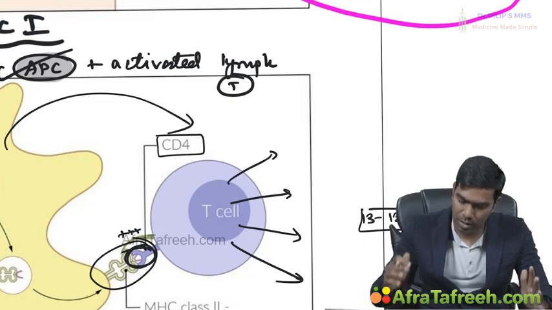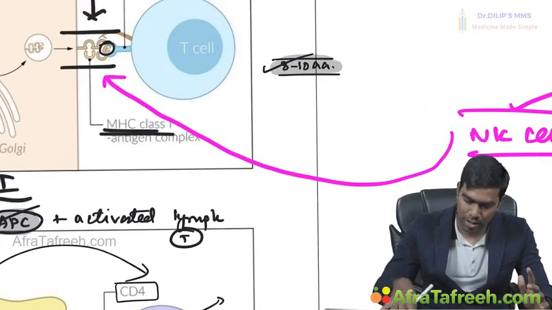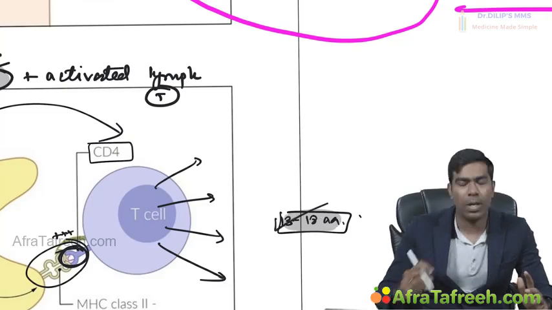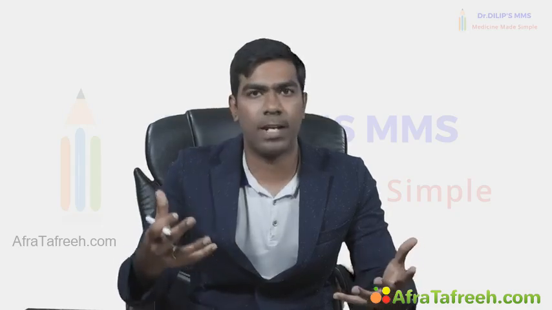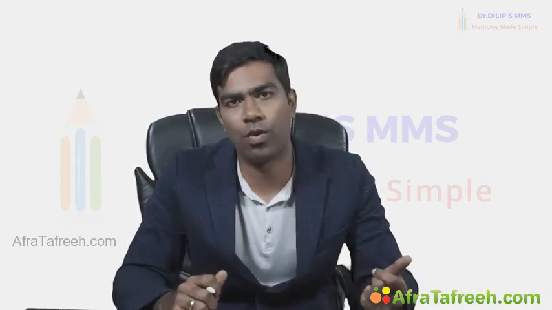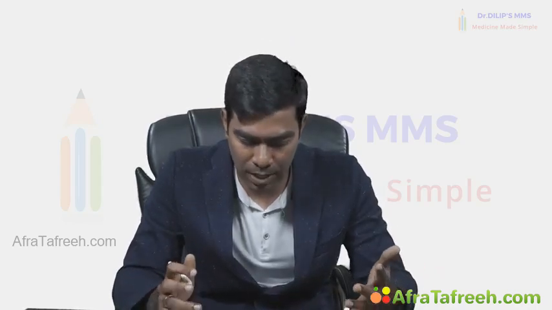So it's going to be 8 to 10 amino acids for MHC class 1, and almost 13 to 18 amino acids for MHC class 2, which means the number of amino acids that can bind to the MHC class 1 and class 2 binding pockets are different. A little bit less for MHC class 1, a little bit more for MHC class 2. So you have to know about MHC class 1 and MHC class 2. If they ask you the subtle differences, you have to know which binds with what.